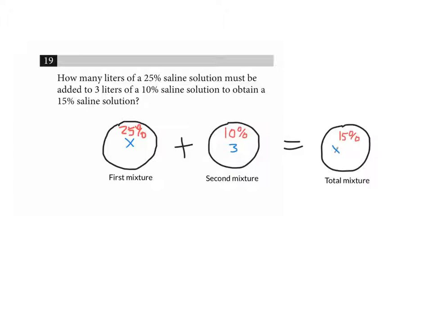So that's huge. You really need to see that. The volume of the first mixture plus the volume of the second mixture is going to give us the total volume over here, and that's X plus 3. Okay? So that's what you need to do. Percentages across the top, volume underneath. Remember, if you don't know what this is, well, you actually do. It's X plus 3. Okay?